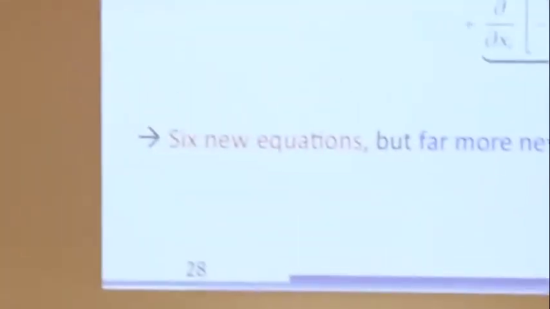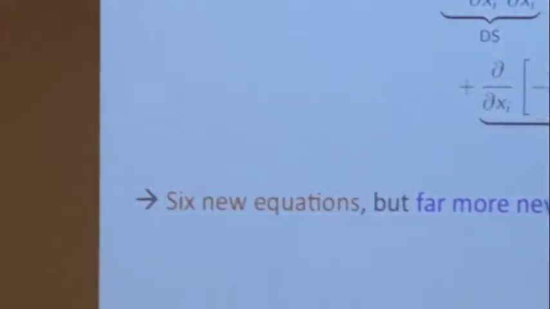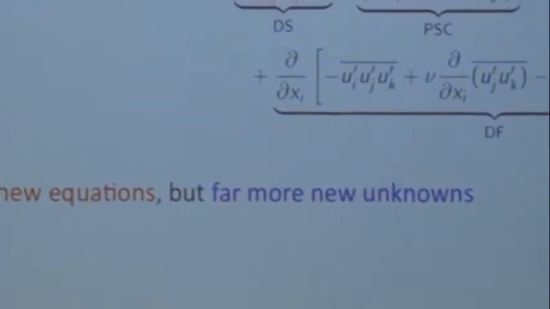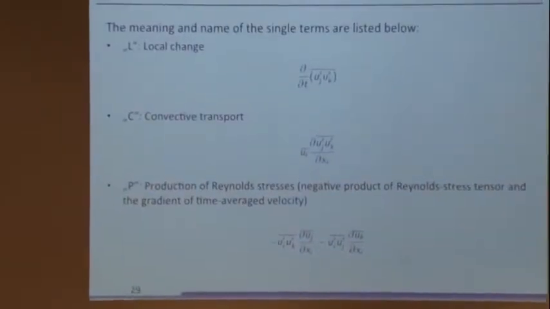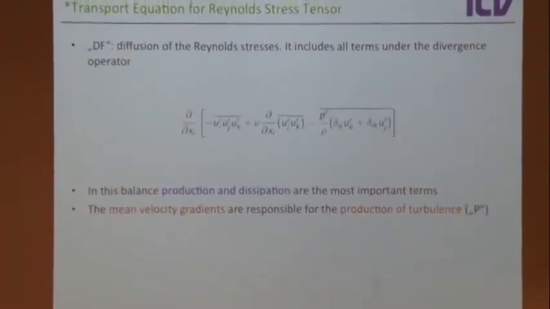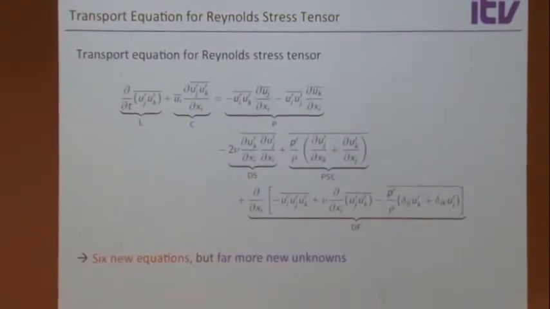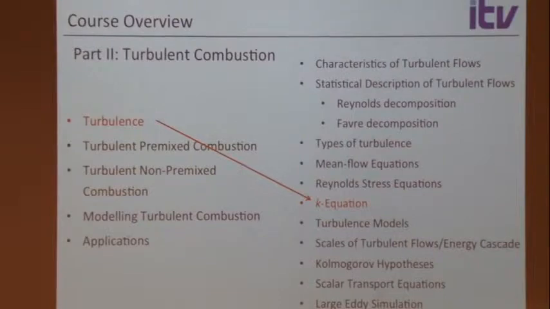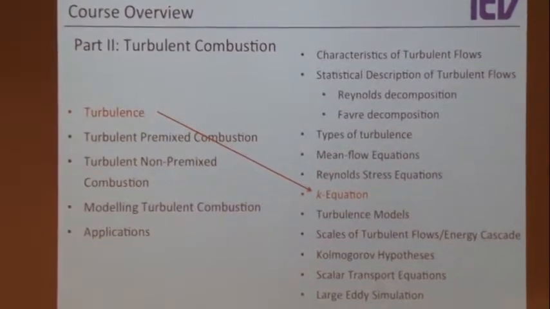But this also has correlations with pressure and the velocity, and this also is very complicated. So how do we close this? This just explains all these terms here a little bit. So we need to think about how to close this, okay?